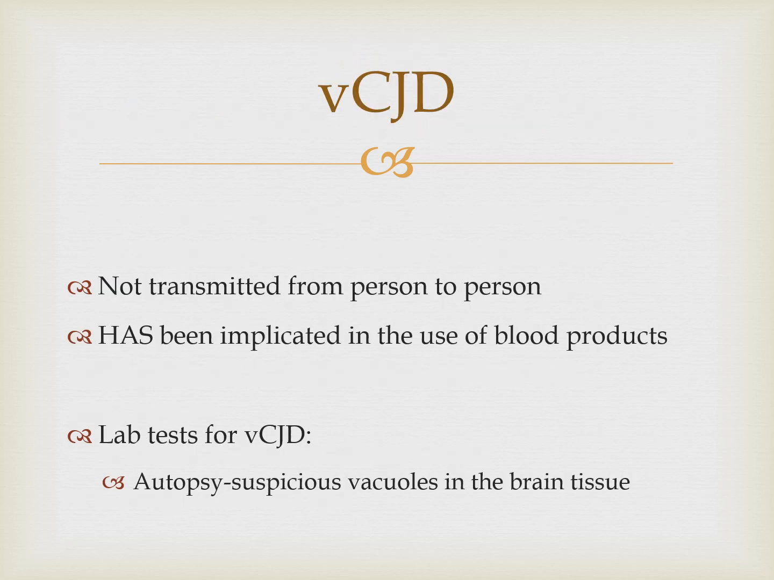Variant Creutzfeldt-Jakob disease is not transmitted from person to person. It has been implicated in the use of blood products, and lab tests for variant CJD would be an autopsy or suspicious vacuoles in the brain tissue, maybe a neuropathic exam of the brain tissue. Those are all ways to diagnose variant Creutzfeldt-Jakob disease. Unfortunately, it's usually diagnosed post-mortem.